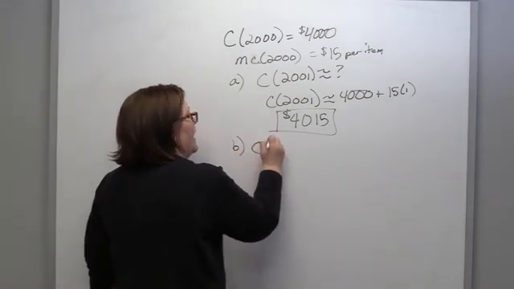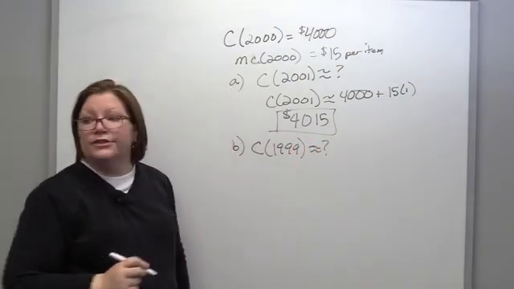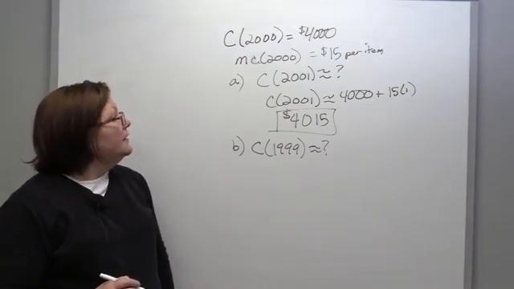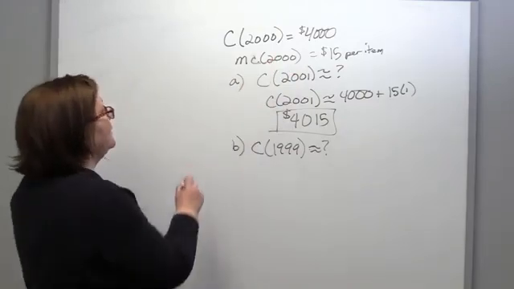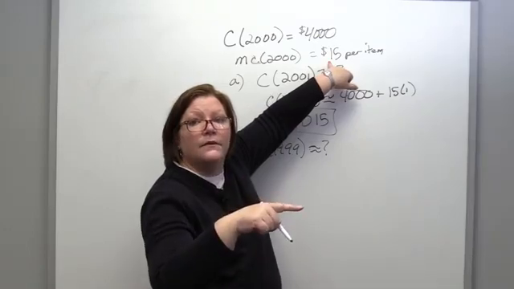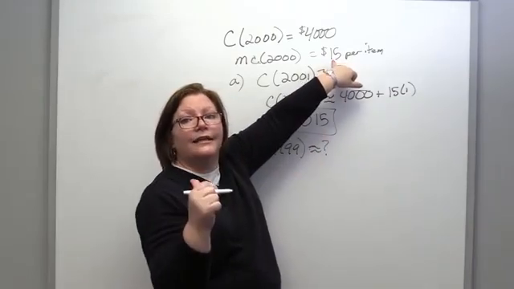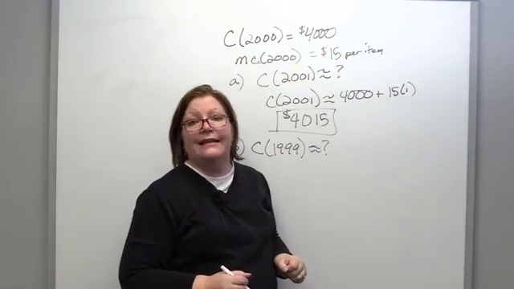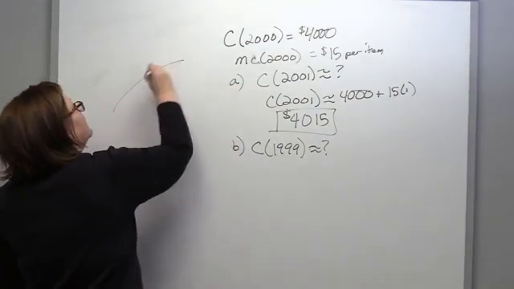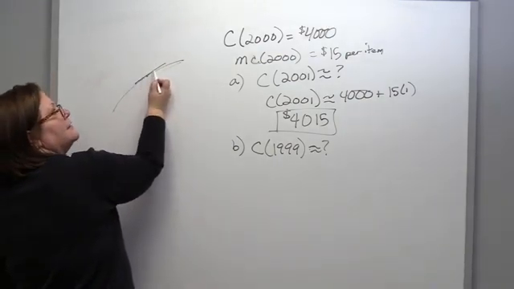For part B, we're asked to calculate, or estimate, I should say, the cost of producing 1,999 items. Now, if we want to think about this, if we add one more item, our additional cost is 15. So to produce one less item, it would be about $15 less. Thinking about if we have a curve right around that spot, we're going to have a little bit less or a little bit more.